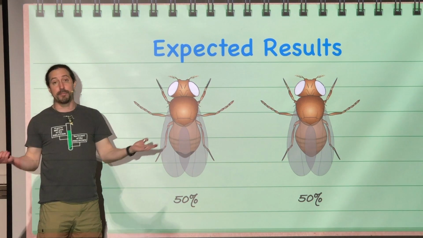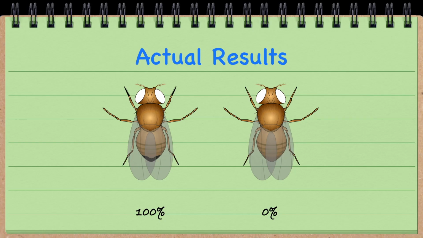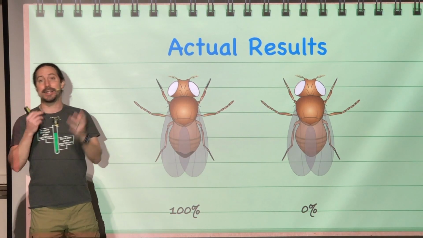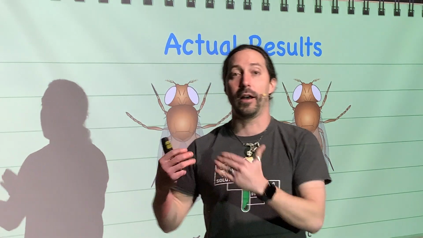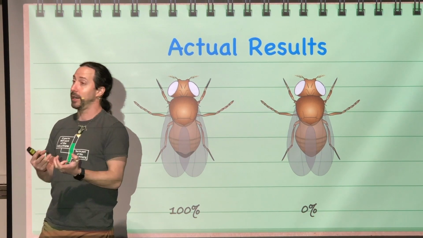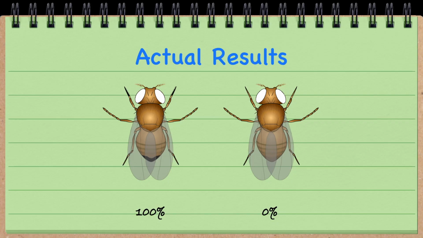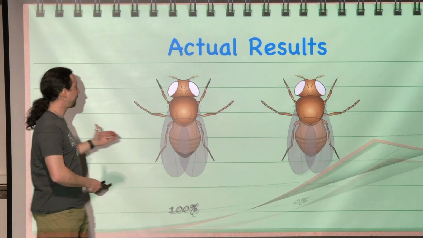But what turned out to be the case was that 100% of the white-eyed individuals were male. There was not a single white-eyed female. So 0% of the females had white eyes. All the females had red eyes, and the white eyes only appeared in the males. And that means that we now need to look at this and think about what conclusions we can make.